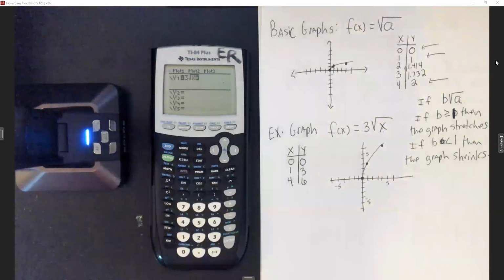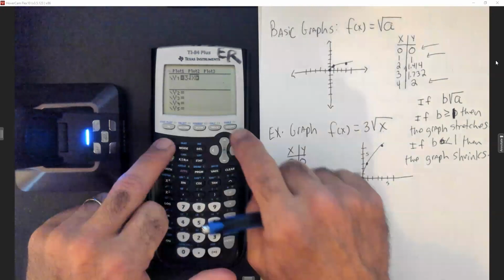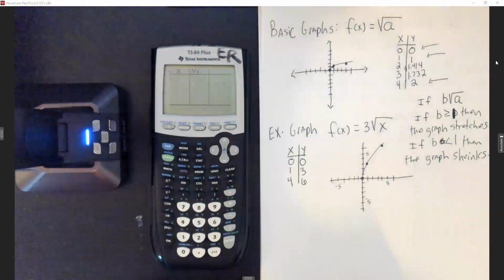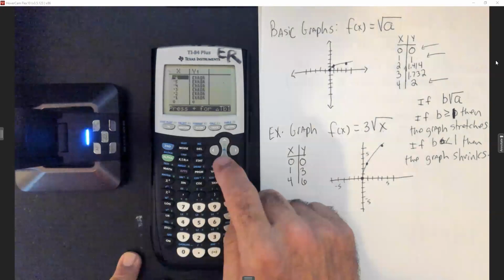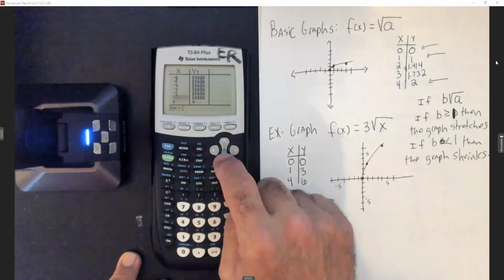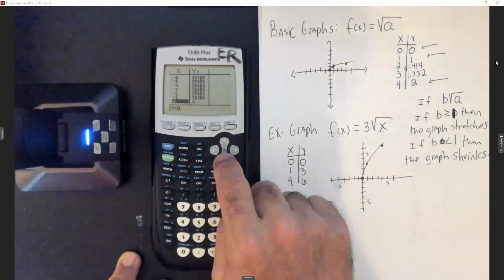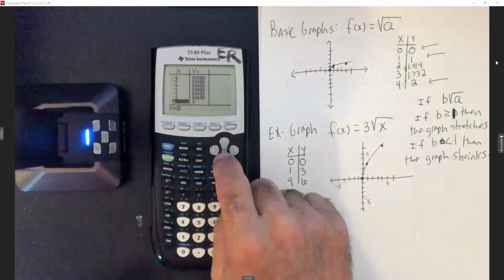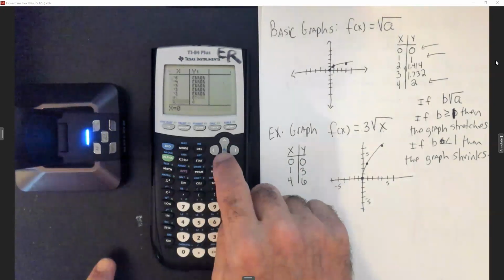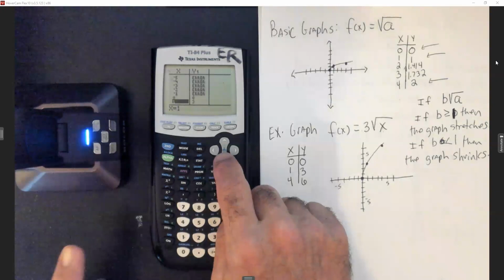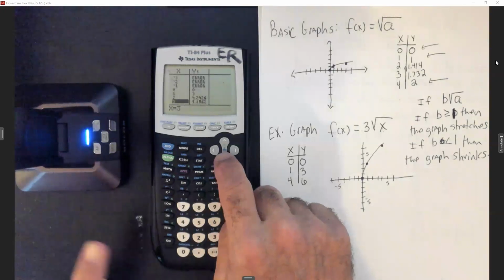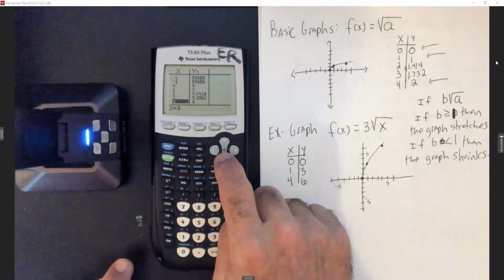And if you wanted to see the table, you would do second graph. See all them errors? That's because we tried to take the square root of a negative number if x was negative. Okay? Those are giving you imaginary answers. So there's my 0, 0, my 1, 3. I didn't want the decimals. So I went to 4, and that gave us 6.